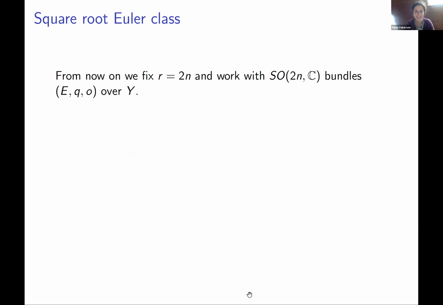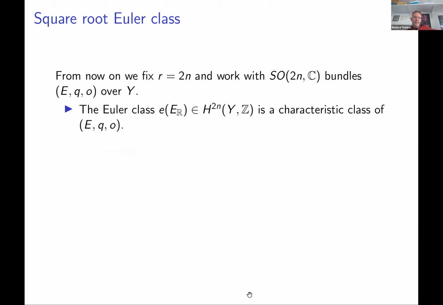Thanks. Okay, so for now, I'm going to work with even rank bundles. The reason is that I'm interested in the underlying real bundle and its Euler class, and that's only really interesting in even rank. Obviously, in odd rank, it's either 0 or 2-torsion or something. So let's take even rank.